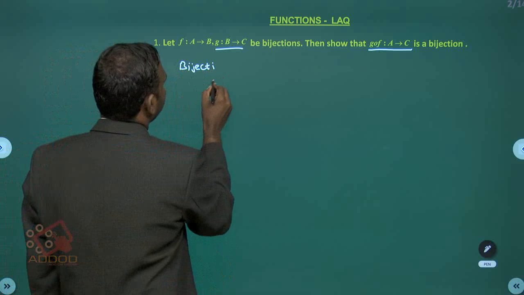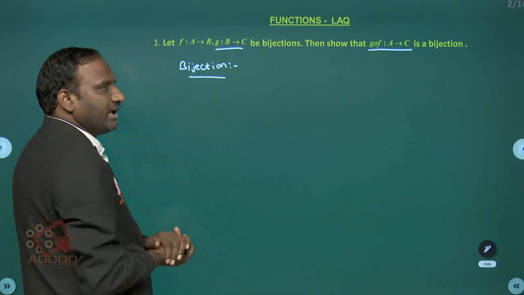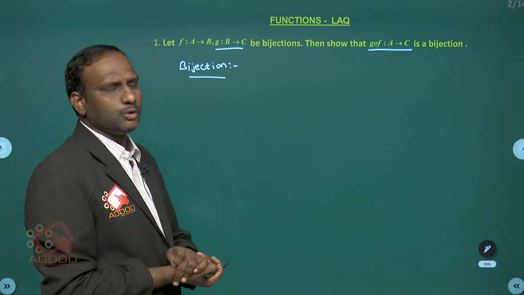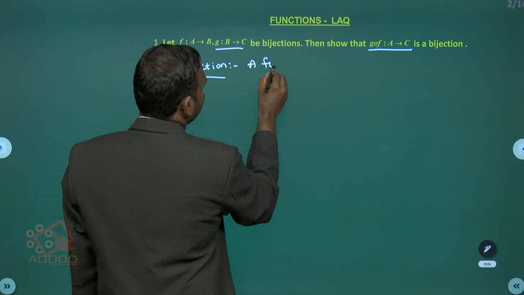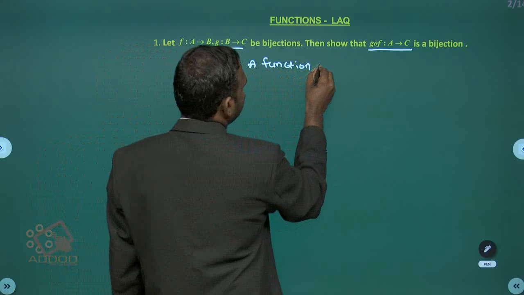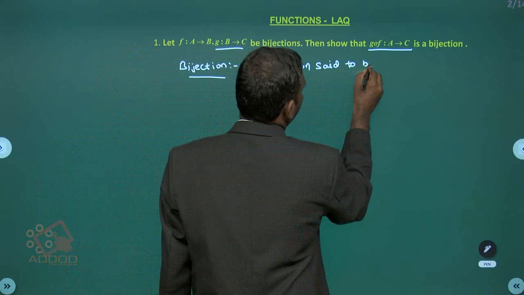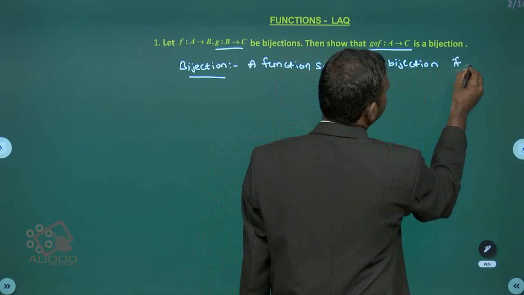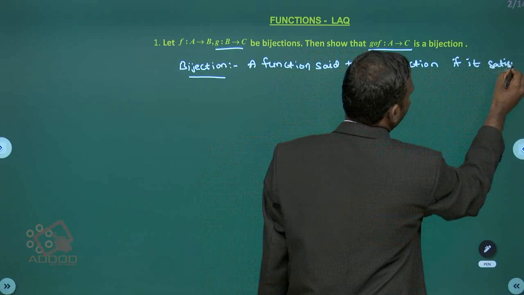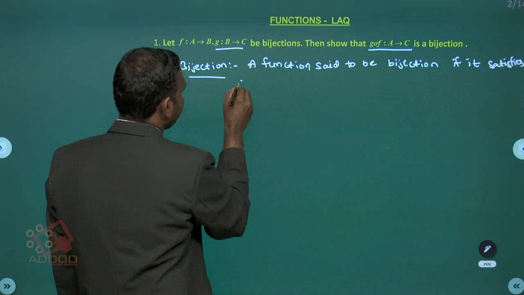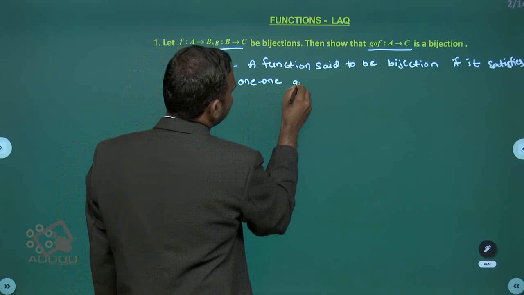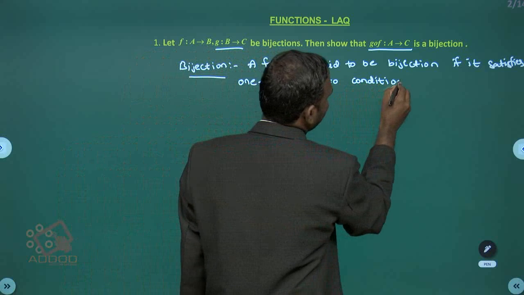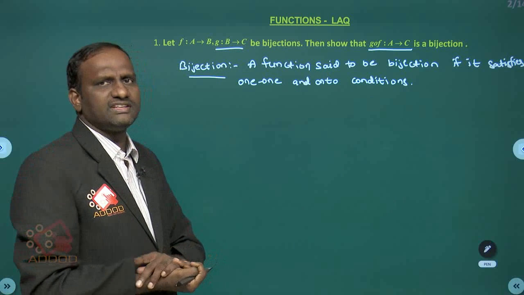Definition of bijection: a function f, a mapping from A to B, is said to be a bijection if it satisfies one-one and onto conditions, or one-one and onto properties. A function is said to be a bijection if it satisfies one-one and onto.